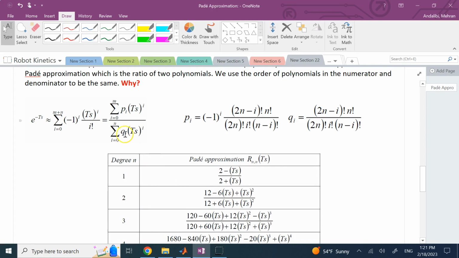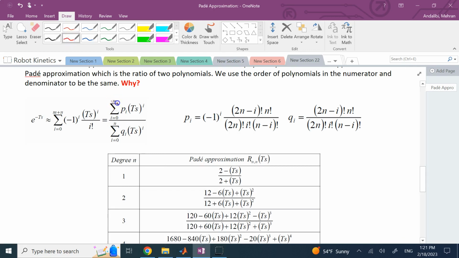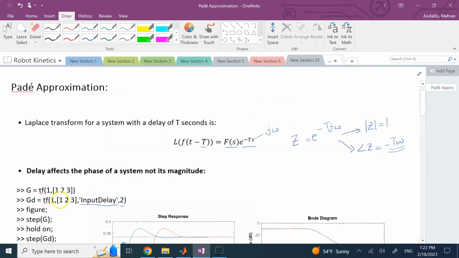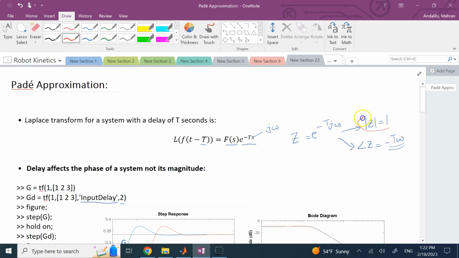First of all, while the order of the numerator and denominator in general can be different, one can go to order m, the other one can go to order n, we always choose the case that m and n are equal. So we choose the same order for numerator and denominator, and you might say, why? Why don't you use a case that m is less than n, right? So it's like a physical system. It's a causal system. Well, the reason is the magnitude that should not change. Remember, the delay does not change the magnitude.